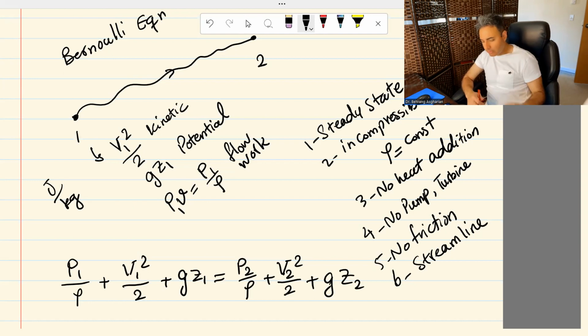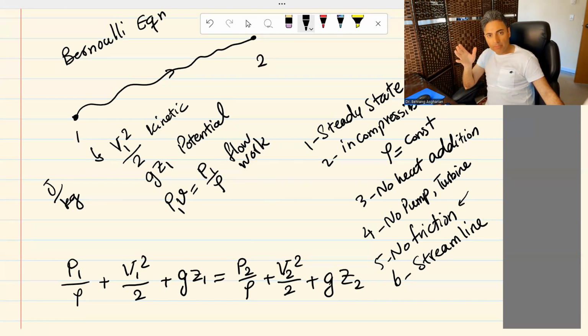I'm going to add another condition here. When you say no friction, it means inviscid flow. You are ignoring viscous effects. So no friction is basically just ignoring viscous effects. So it's condition number 5. It's not a new condition, but it's a different way of expressing inviscid flow, or no viscous effects. So that's the concept of the Bernoulli equation on a single streamline.